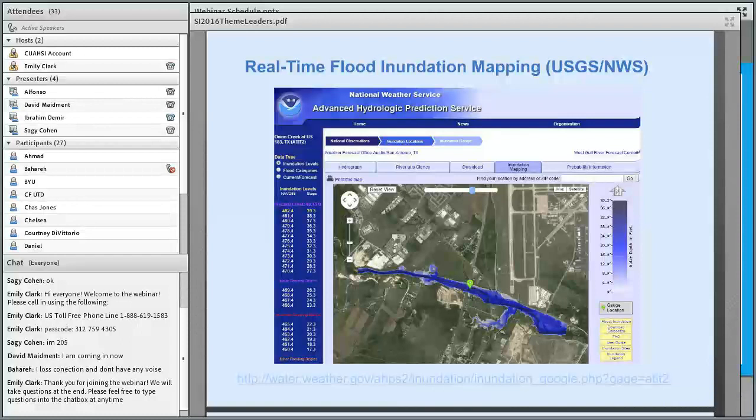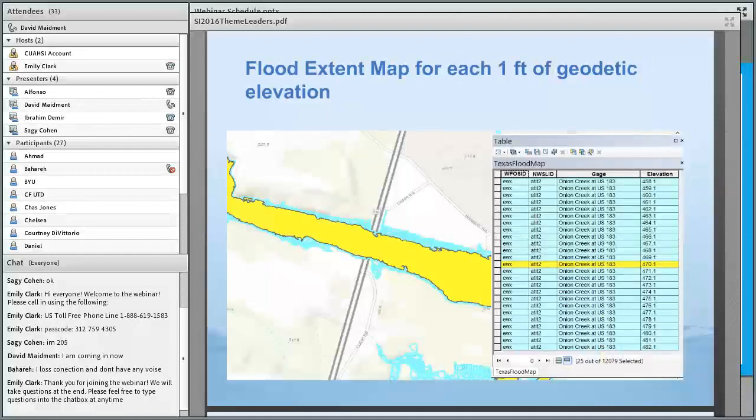Thank you, Sagy. So what you see here is a real-time flood inundation map that is developed by the National Weather Service and the U.S. Geological Survey. This happens to be for Onion Creek at Highway 183, just near Austin. And the reference point there is the center of the reach, which is the stream gauge. And as the water rises and falls at that stream gauge, the water spreads out or it increases in depth. And I have got the data for all of these maps.